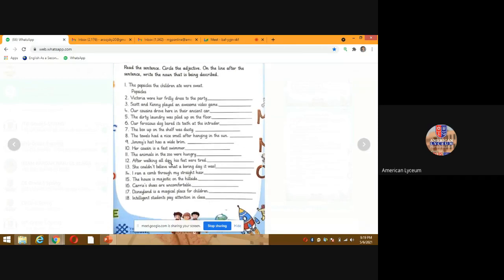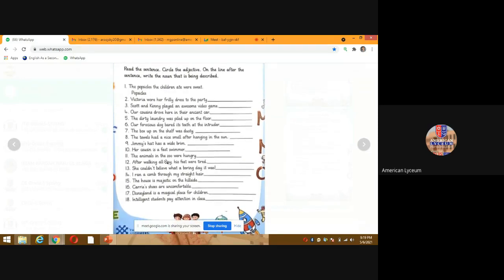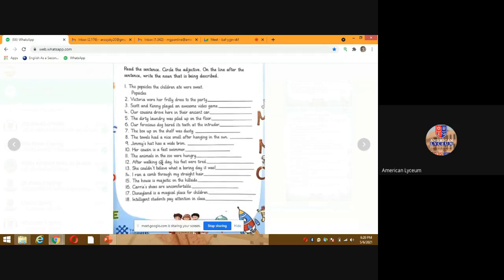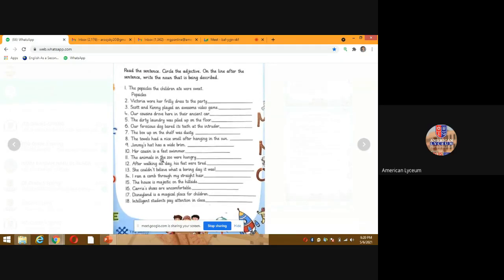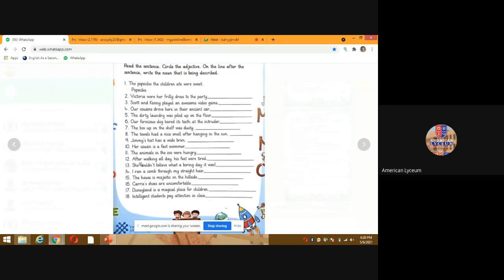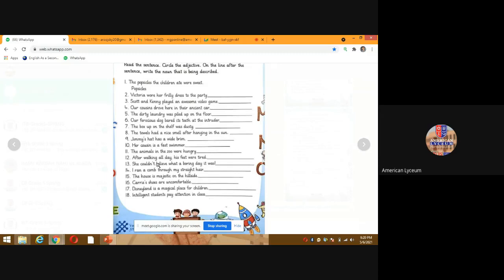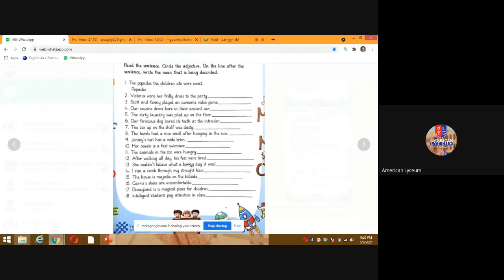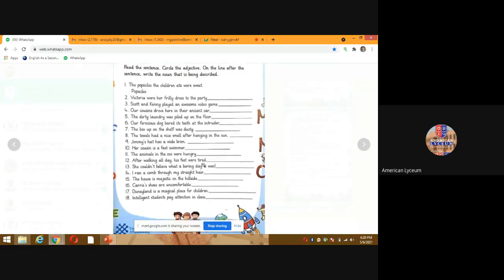Okay, so here, the animals in the zoo were hungry. So here, hungry is, I think, the adjective, and animals is the noun. After walking all day, his feet were tired. So tired is an adjective and feet is the noun.